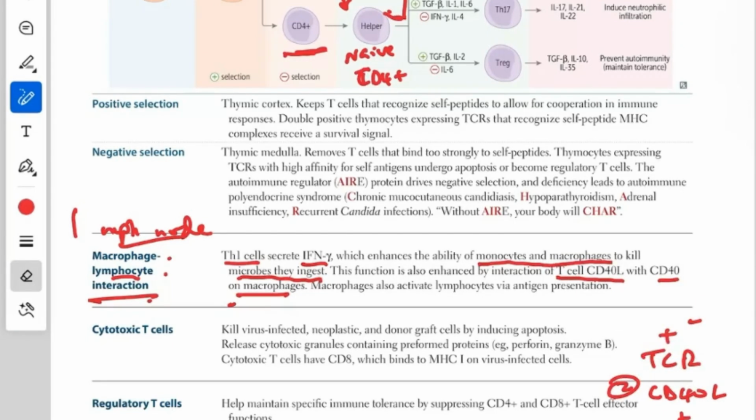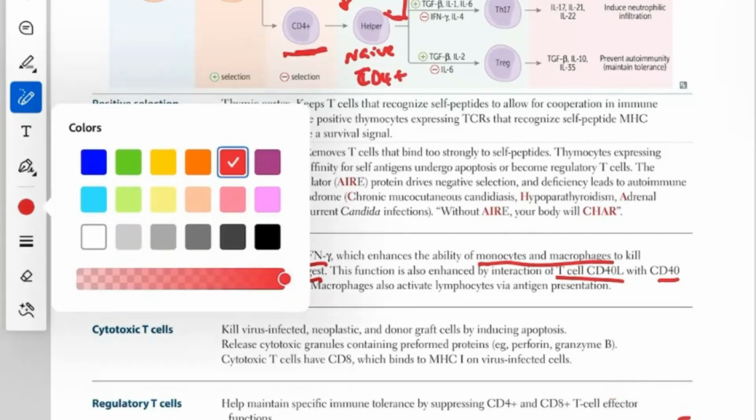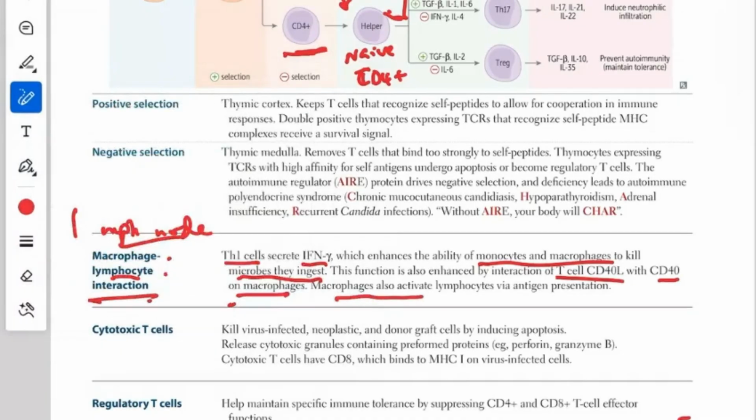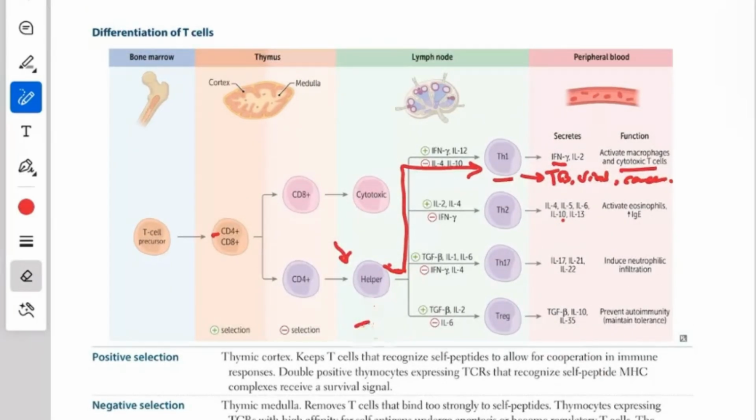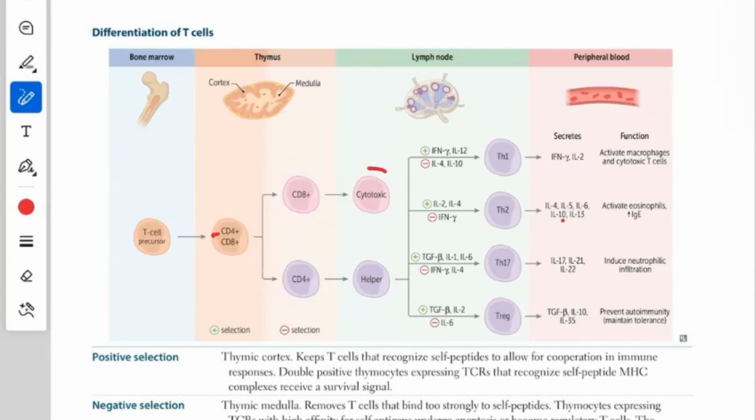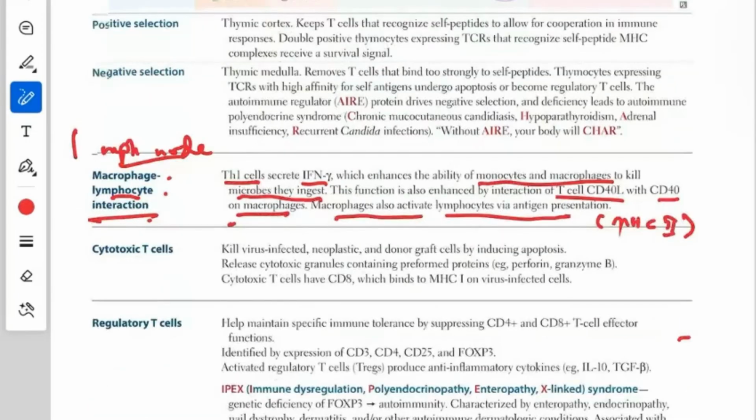So let's move on. The next line here says the macrophage also activates the lymphocyte via antigen presentation. So this involves MHC2 on the macrophage. All right. So now that we're done with that statement, we're done with this line. So we're done with CD4 cells. Now we're moving on to cytotoxic T cells.